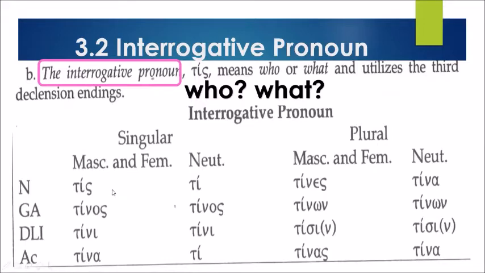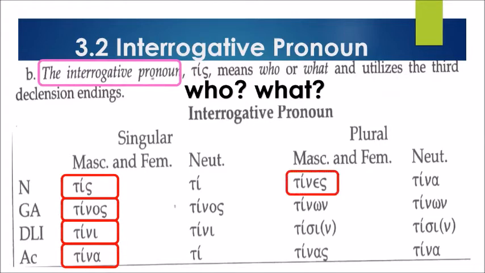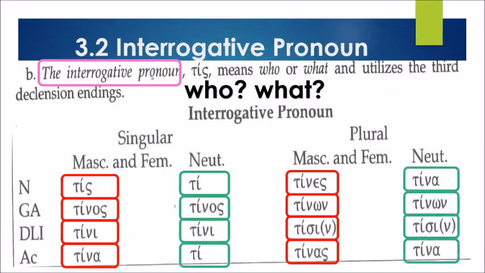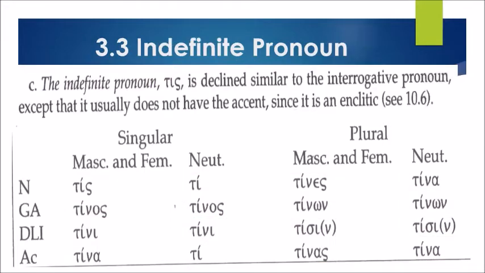So let's read the singular and plural in the masculine and feminine. Let's start with the nominative. Begin. Tis, tinos, tini, tina; tines, tinon, tisi, tinas. The neuter, we have ti, tinos, tini, ti; tina, tinon, tisi, and tina. Very good.